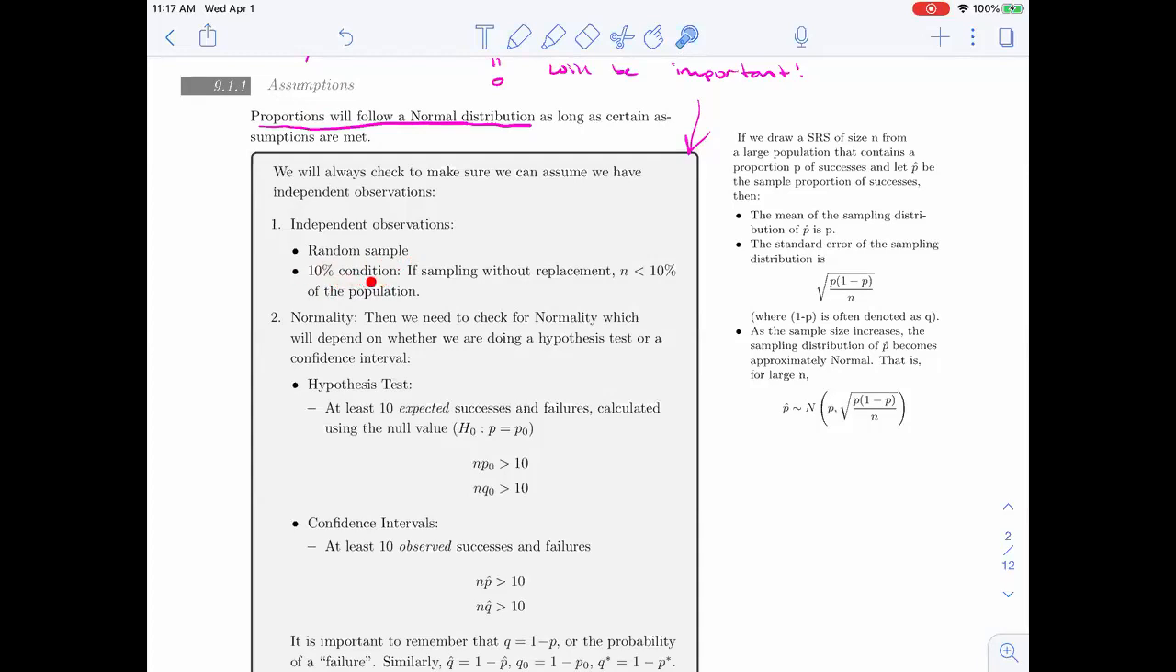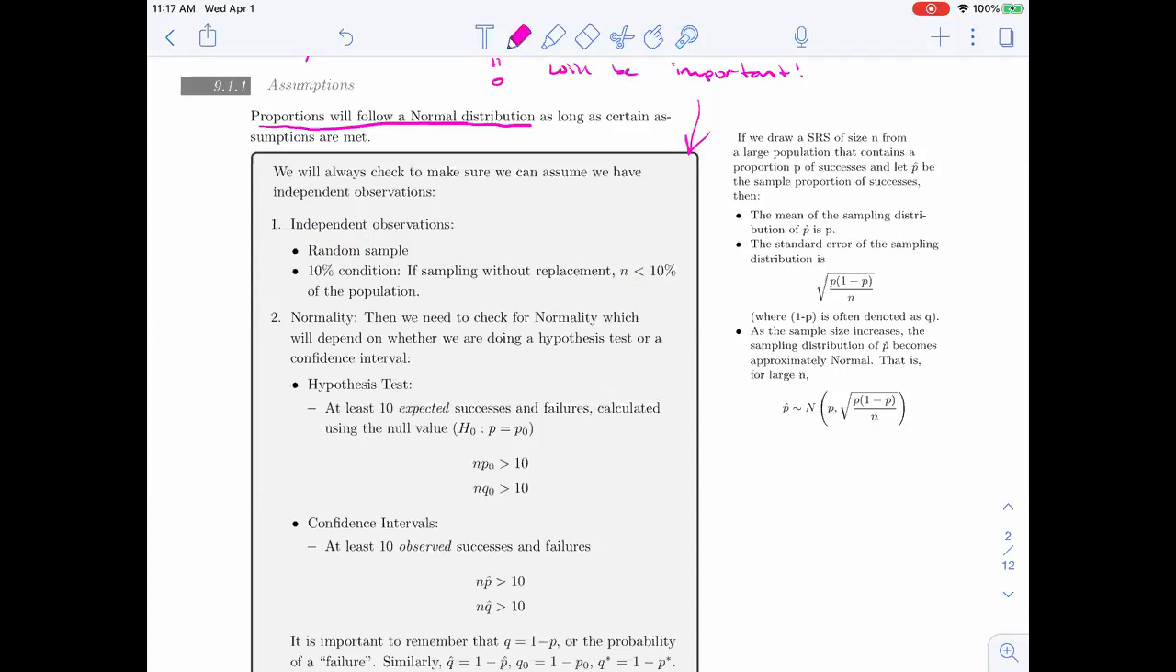We also tack on the 10% condition. So the 10% condition says that your sample size has to be less than 10% of the population. We've talked about this briefly, right? The idea is, if you're collecting a sample and you want independent observations, but you collect a sample that's a huge part of your population, more than 10% of your population, then you're more likely to have non-independent, or dependent, observations.